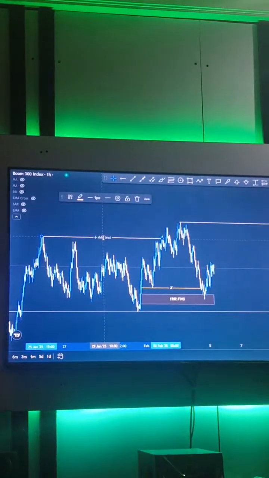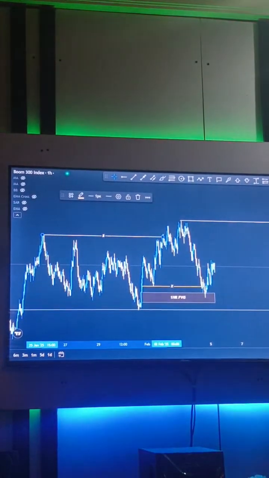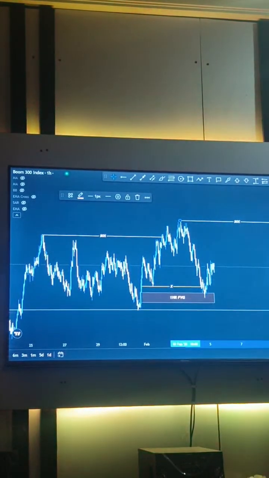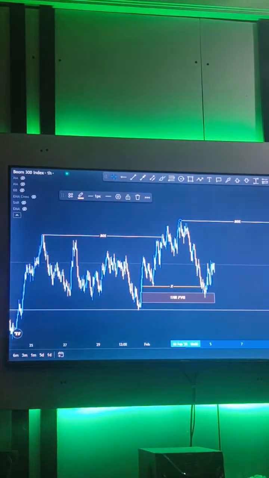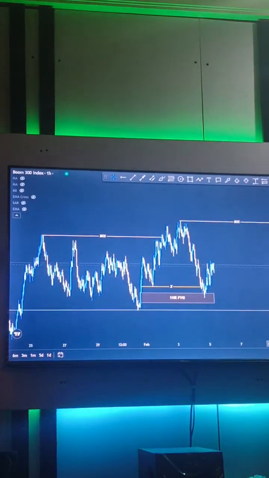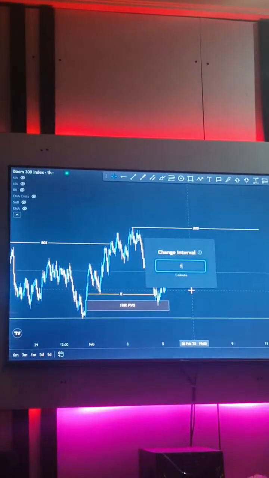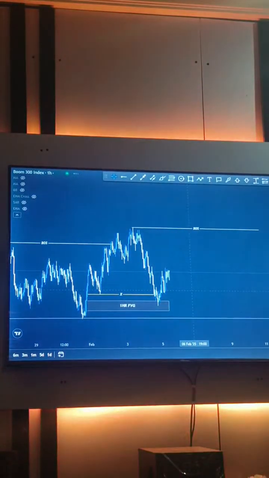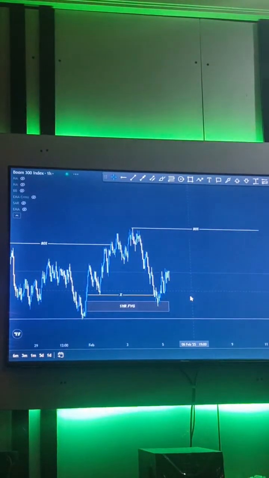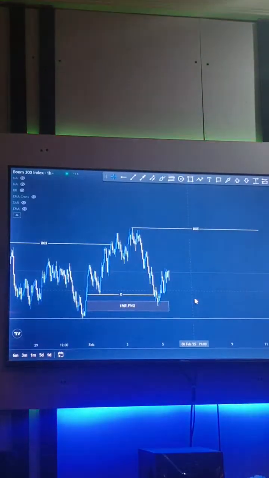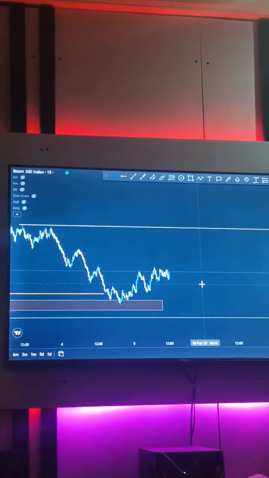We have a BOS right here. We also have another new BOS right here, which is a continuation phase of the market. Now, what we're going to do is go to 15 minutes and look for our entry. We'll use 15 minutes to look for entry. Let's see if the market will give us a structure going upward.